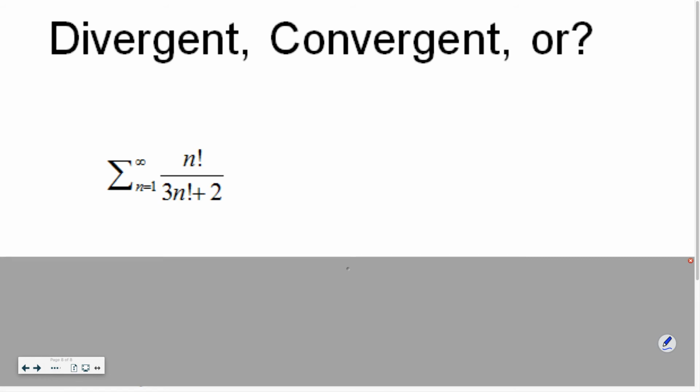Do we have this written down? Yeah. Okay, we're good here. You should always begin by determining what the limit of your sequence is. In this case, think about the limit as n approaches infinity of n factorial over 3n factorial plus 2.